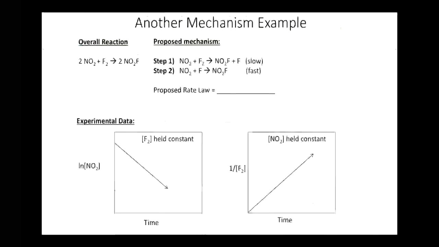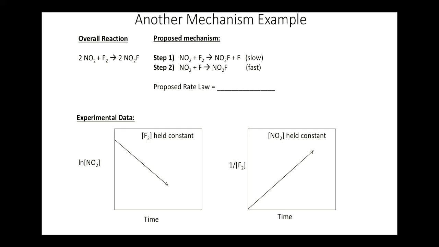Okay, let's do another one. Okay, here's our proposed mechanism. There's the overall reaction. So let's get that rate law. Again, the first step is the slow step because I want to make it easy. So our rate law is, it looks like the same one: rate equals k times NO2 concentration times F2 concentration. So first order with each. All right, so that's my mechanism.